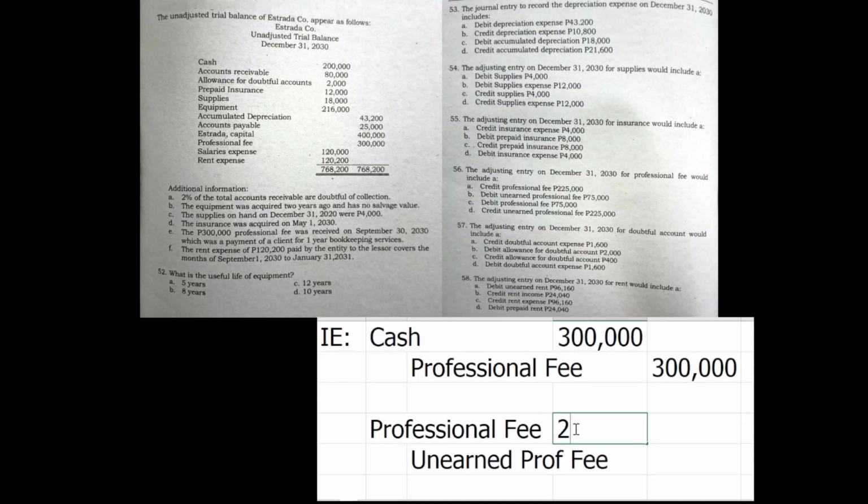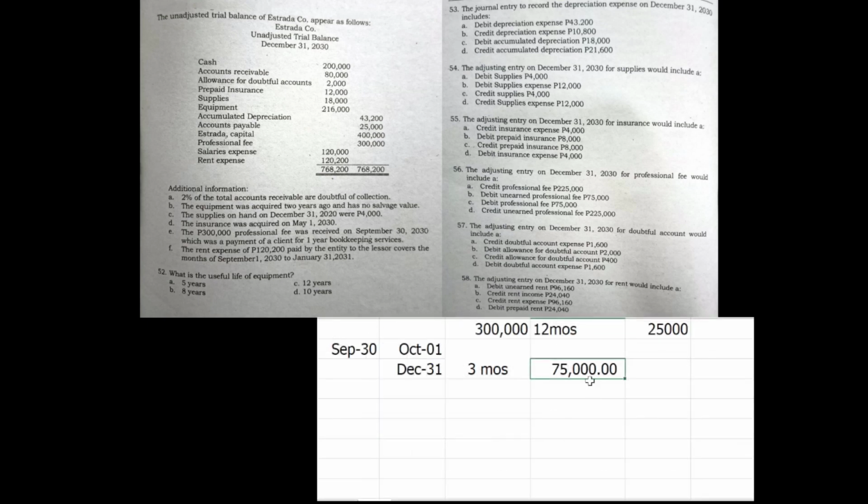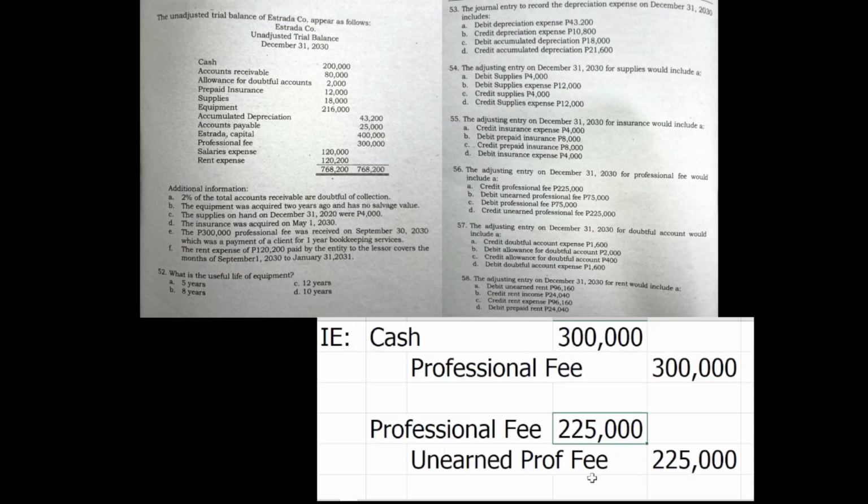So, mangyayari dito, debit tayo ng professional fee 225 and then credit tayo ng unearned professional fee na 225. Again, kapag ganito kasi ginawa natin, yung 300 mababawasan ng 225. So, ang mangyayari, magre-reflect na yung totoong 75,000 na professional fee. And also, may establish natin tong unearned professional fee which is a liability account.